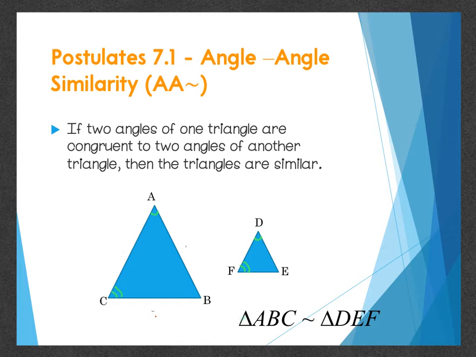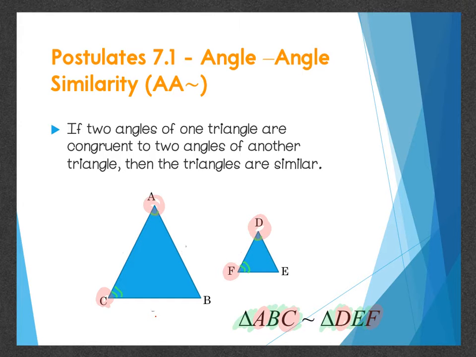And this would be my similarity statement. Triangle ABC would be similar to DEF. Notice that the letters that have the single marks, which are A and D, are in the same position, and the letters that have the double marks, which are C and F, are in the same position when we name it. So the order of the letters is important again.